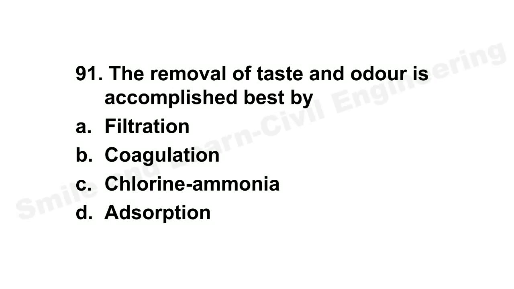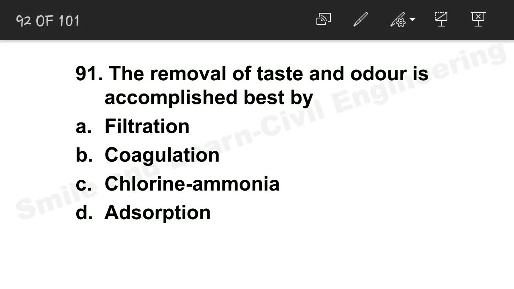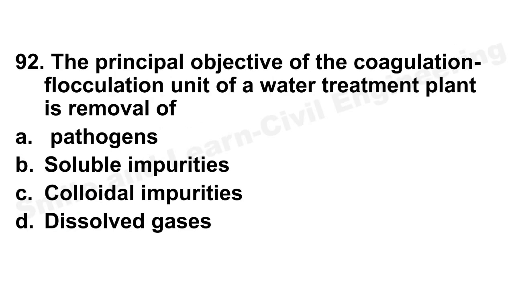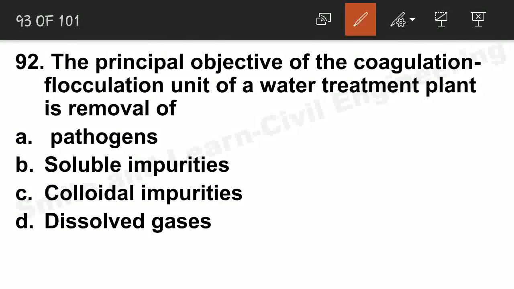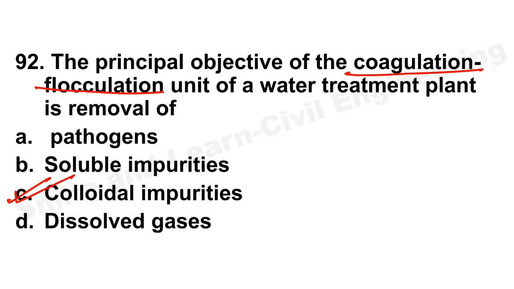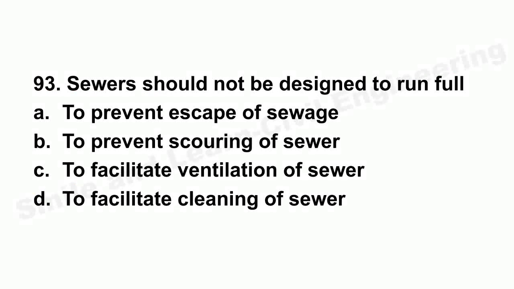Next question, removal of taste and odor. Taste and odor is removed by adsorption. Option D will be the correct answer. Next question, the principal objective of the coagulation flocculation unit of a water treatment plant is removal of, so for coagulation flocculation, the impurities which are suspended but in colloidal form, so colloidal impurities is the correct answer. This question is again repeated in question number 94 also.